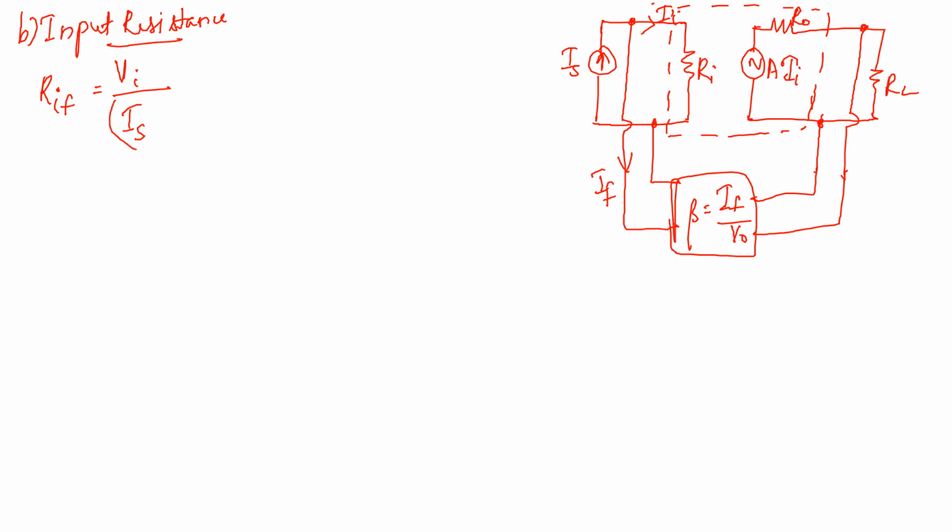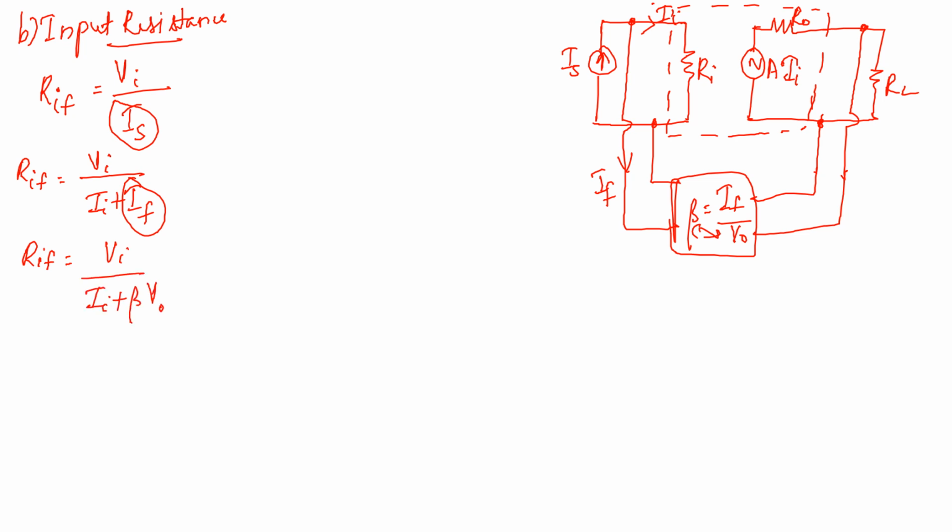So now you can substitute the value for Is. You know what is Is in the previous derivation you have done: VI divided by II plus IF, right? Now, can you substitute what is your IF? IF, you know, is equal to beta into V naught. So RIF is equal to VI divided by II plus beta into V naught. Now again, can you substitute the value for V naught? What do you know? You know that V naught is equal to A into II, right? A into II. So RIF will be equal to VI divided by II plus beta into A into II.